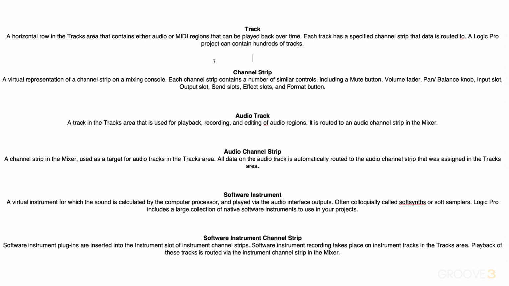So here's a quick review. The horizontal rows in the main workspace are tracks that contain regions, either MIDI or audio, and they're routed to channel strips, which are a virtual representation of a mixing console. And we have different types of tracks. We have audio tracks that are used for playback, recording, and editing of audio, and those are routed to audio channel strips. And then we have software instruments, also sometimes called soft synths or virtual instruments or soft samplers, that play back through software instrument channel strips, and those play back MIDI data, and they trigger the sound of the software instrument. We'll continue with more in the next video.